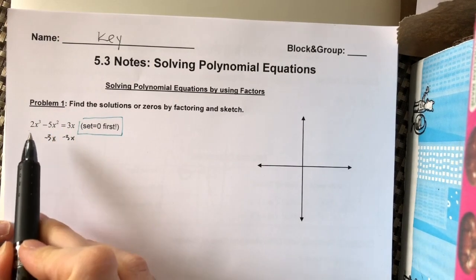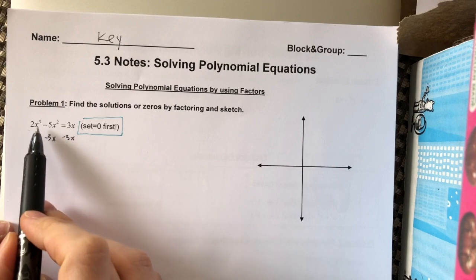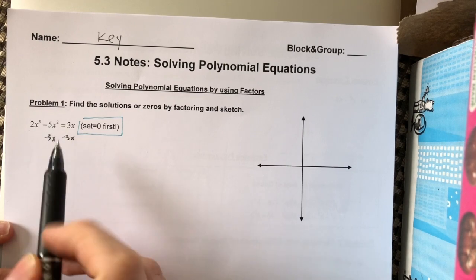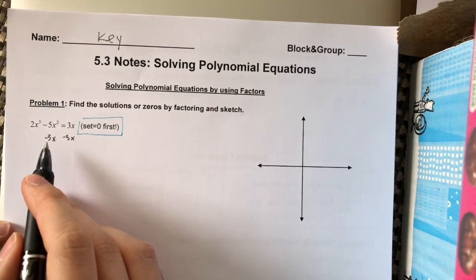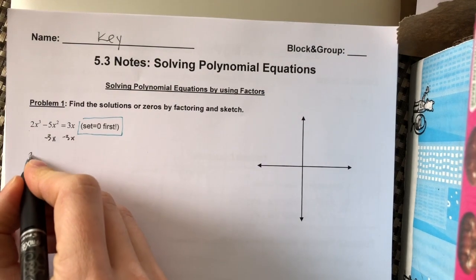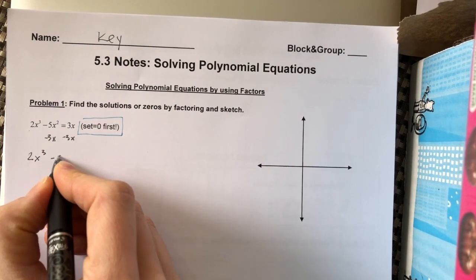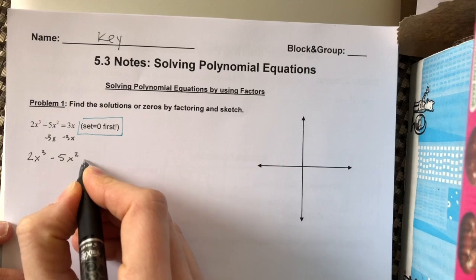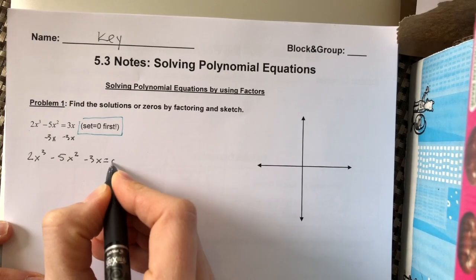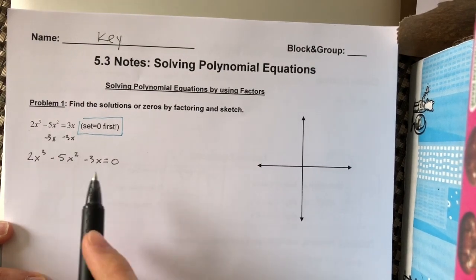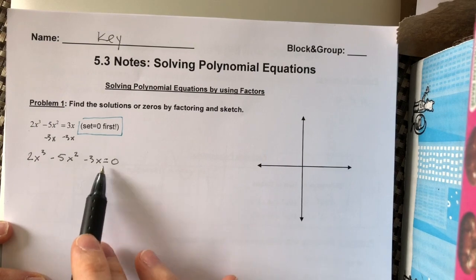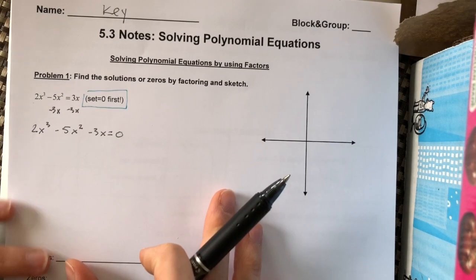Since there is no other x terms over here, this is an x cubed, this is an x squared, we can't combine any like terms. So this makes it 2x cubed minus 5x squared minus 3x equals 0. And so now we are ready to start factoring. And now that we see this equal to 0, we're ready to go.